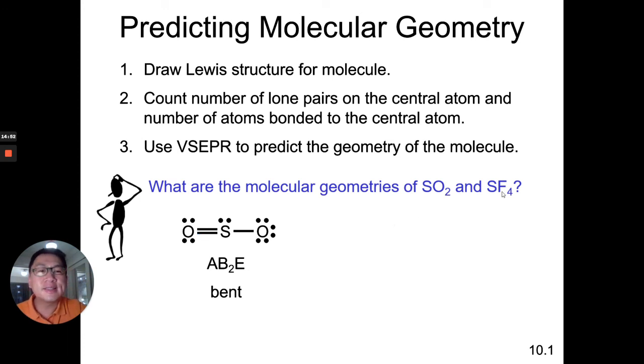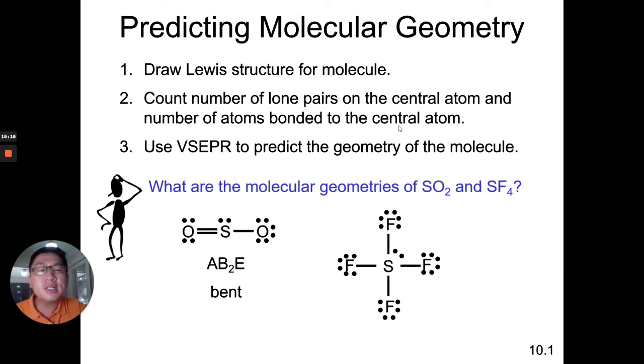Let's look at the next example. Sulfur tetrafluoride. Draw the Lewis dot structure. I'm assuming you know how to draw it. And here it is. There's a Lewis dot structure. Notice sulfur is the center atom. Count the number of lone pairs on the center atom. I see there is one pair. A pair is two. There's one lone pair.